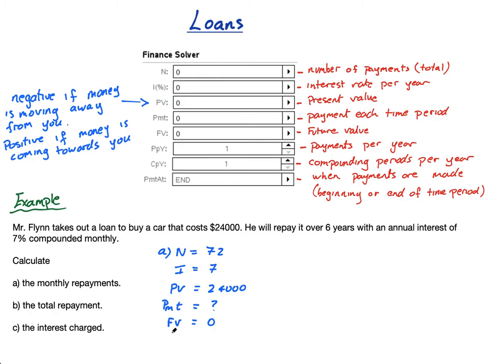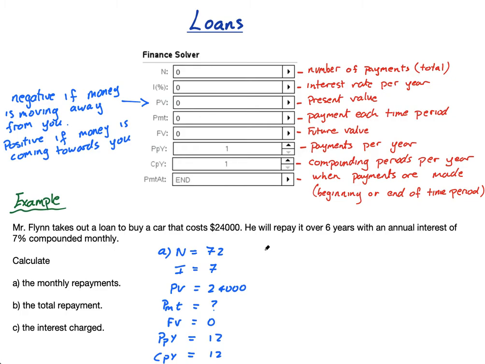PPY is payments per year. Payments per year is 12 because I'm doing it monthly. So 12 payments per year. And it says compounded monthly. So I'm going to put for CPY, compounding periods per year, is also 12. And then this means, are the payments made at the end of the month or at the start of the month? Now it's nearly always end of the month, but if they ever said at the beginning of the month, put beginning, but we're going to stick with end.